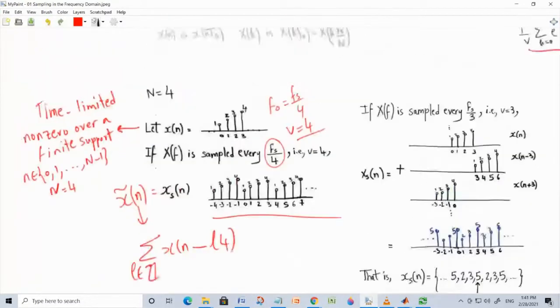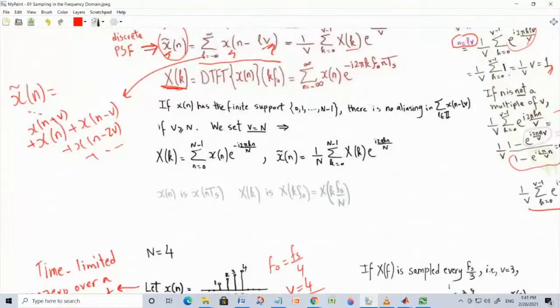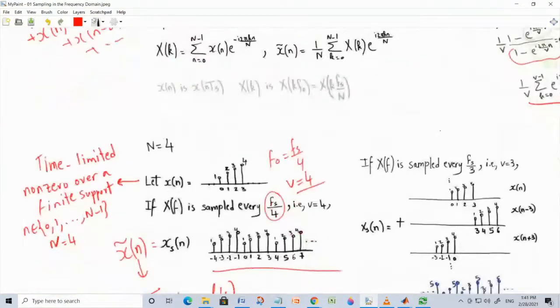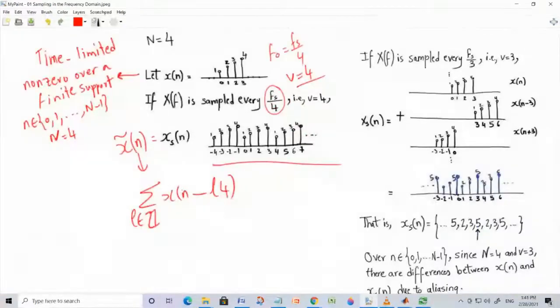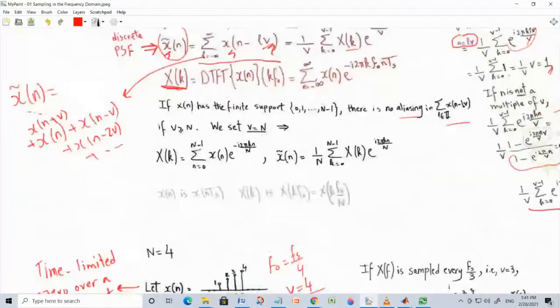Note that in this case, there is no aliasing. When you shift the x and add, the replicas will not interfere with one another. You do not need v to be equal to N for this to happen. You need v to be greater than or equal to N. However, as a matter of convention, and this is how the DFT is defined, we will choose v to be equal to N. We will fix it.